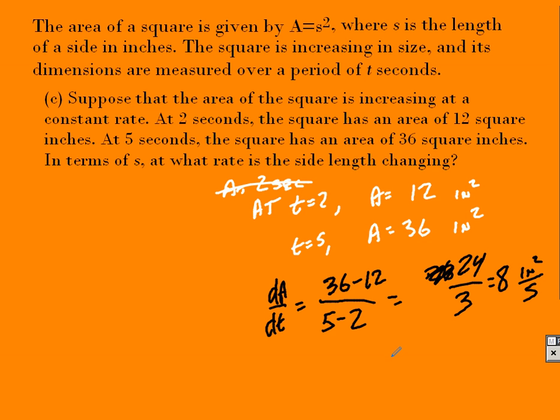Well, dA dt is one thing, but we need to know what ds dt is. If the area is increasing at 8 square inches per second, then ds dt would have to be the square root of 8 inches per second to be able to have the side length as this. So there you go, because the side squared gives you that area.